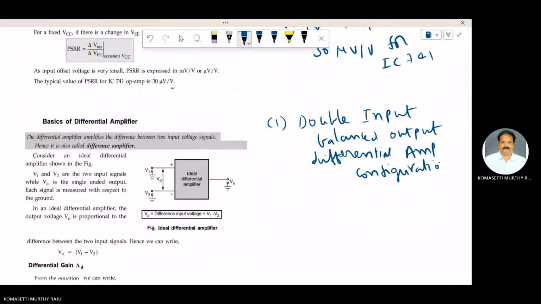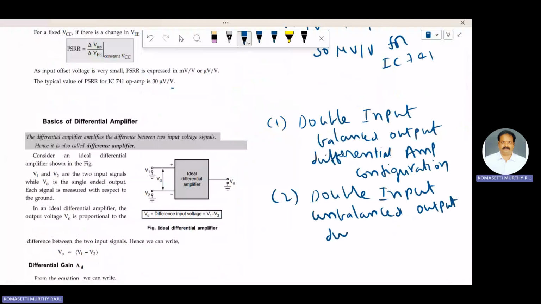The second one is the double input, unbalanced output differential amplifier configuration. The second stage of the operational amplifier is double input, unbalanced output. Double input means two inputs are applied to two transistors, and balanced output means the output is taken across the two collector terminals of these two transistors. Unbalanced means the output is taken from one of the collector terminals. These are the two input stages of the operational amplifier.